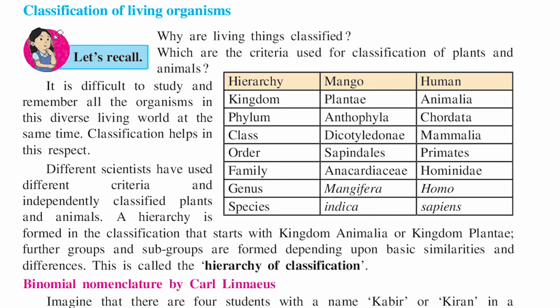Different scientists have used different criteria and independently classified plants and animals. A hierarchy is formed in the classification that starts with kingdom Animalia or kingdom Plantae. Further groups and subgroups are formed depending upon basic similarities and differences. This is called the hierarchy of classification.